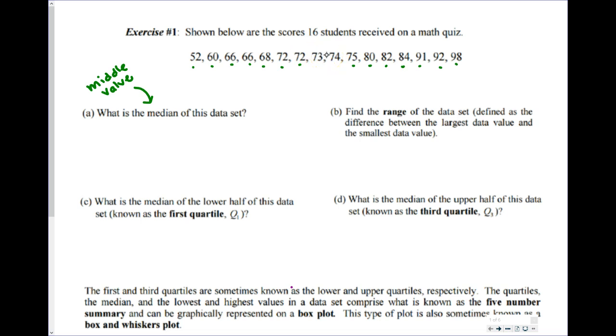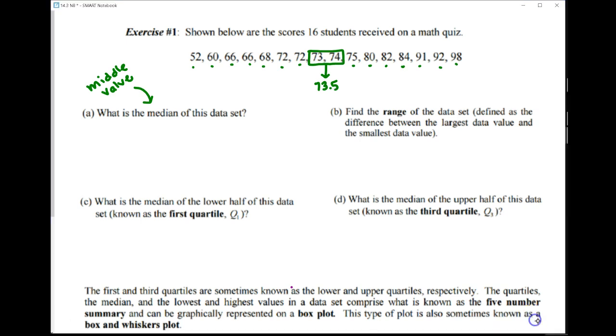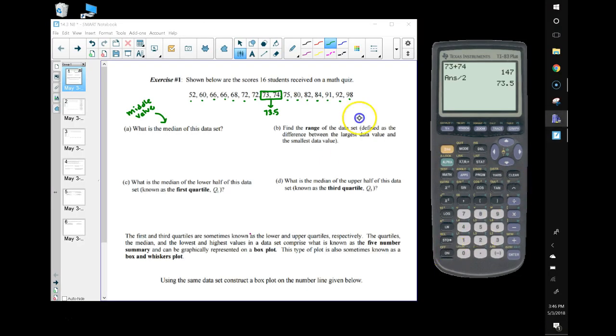Now, since I've got two numbers in the middle, I have to figure out what's in between 73 and 74. So here's 73 and 74, my two middle values. I know that between 73 and 74 is 73.5. Halfway between is always a 0.5, right in the middle there. If you're not sure about that and you'd like to double check, you can always go into your calculator, add 73 plus 74 together, hit enter, and then divide by 2. Find the average between them, and you'll see the calculator will tell you 73.5.